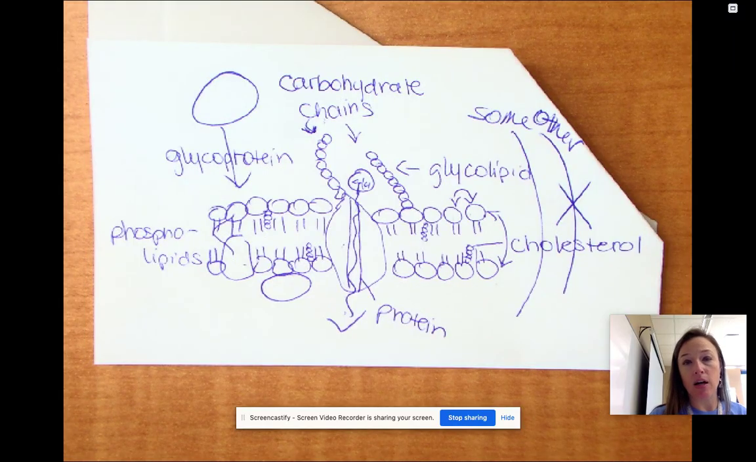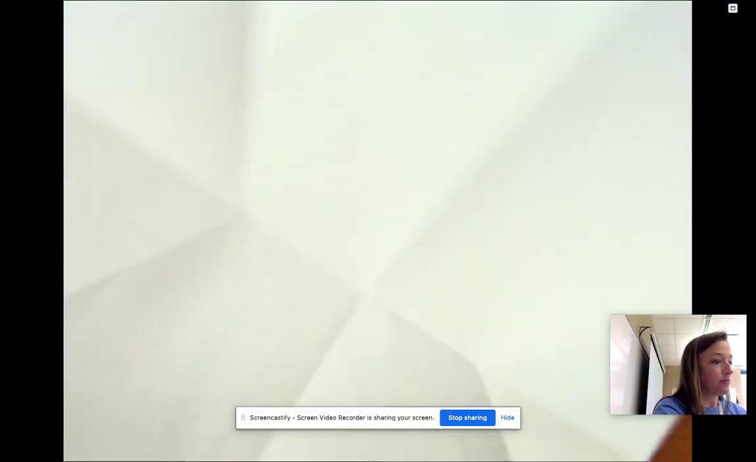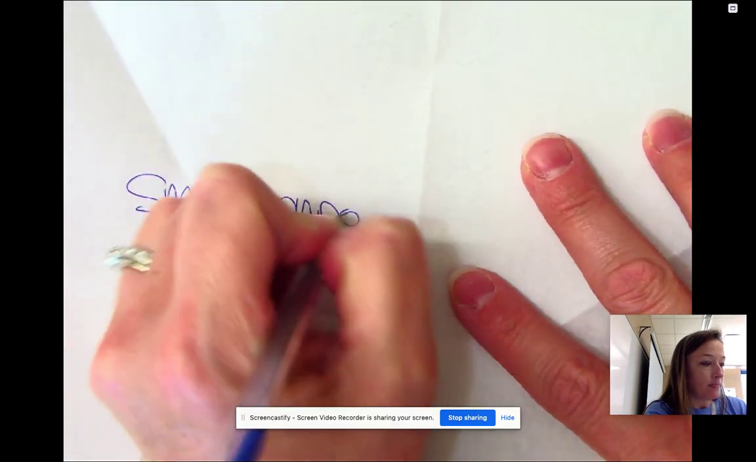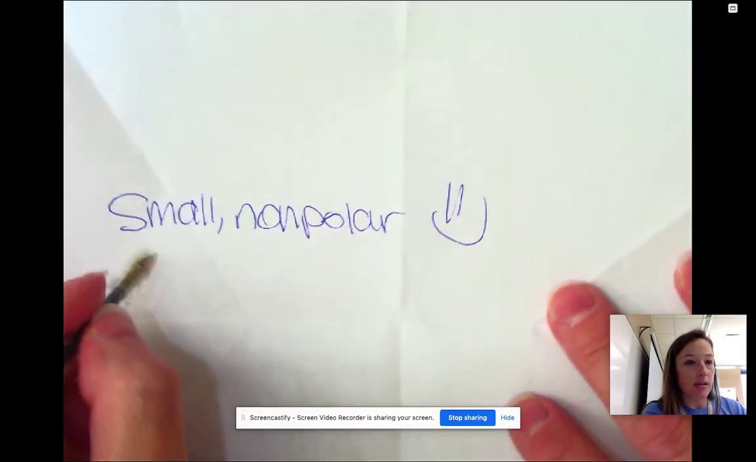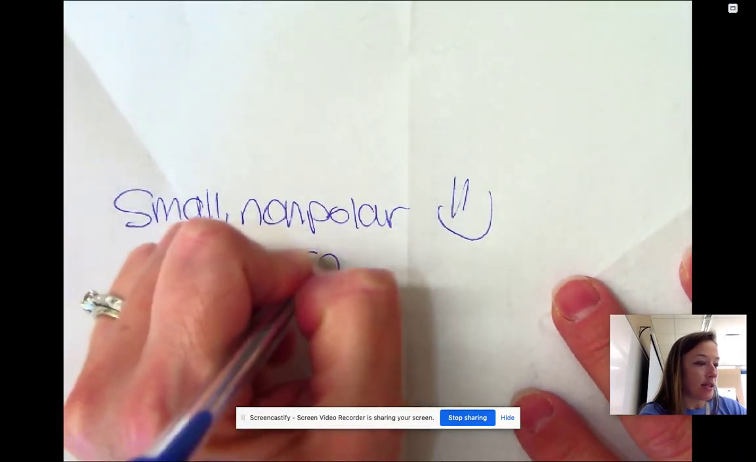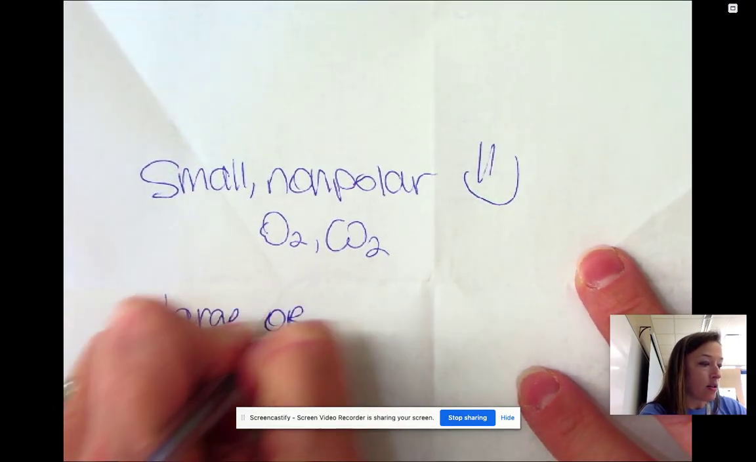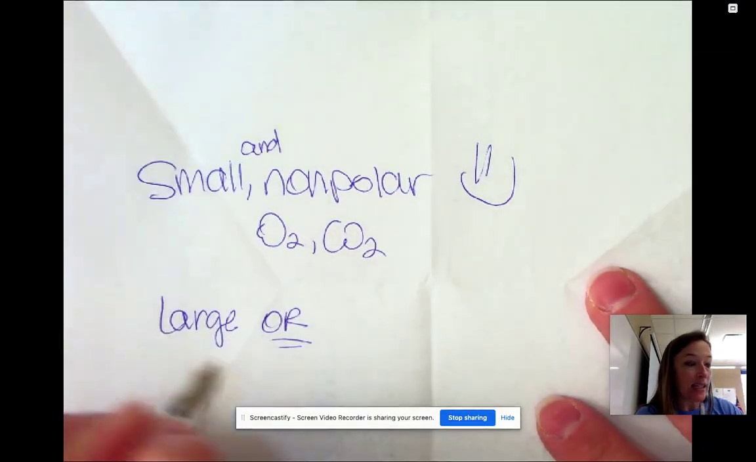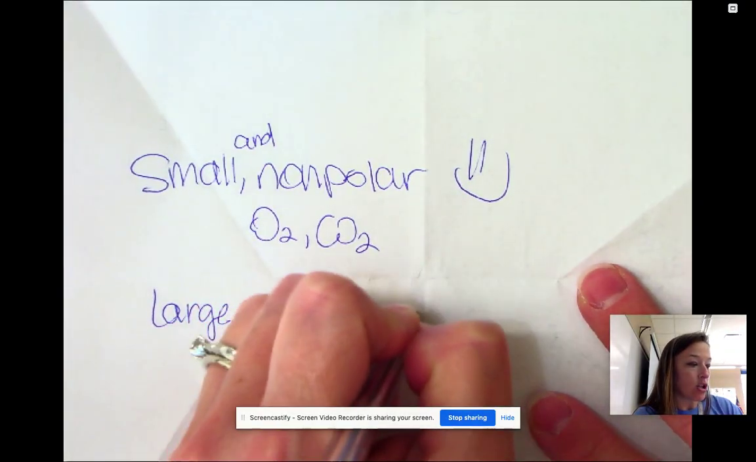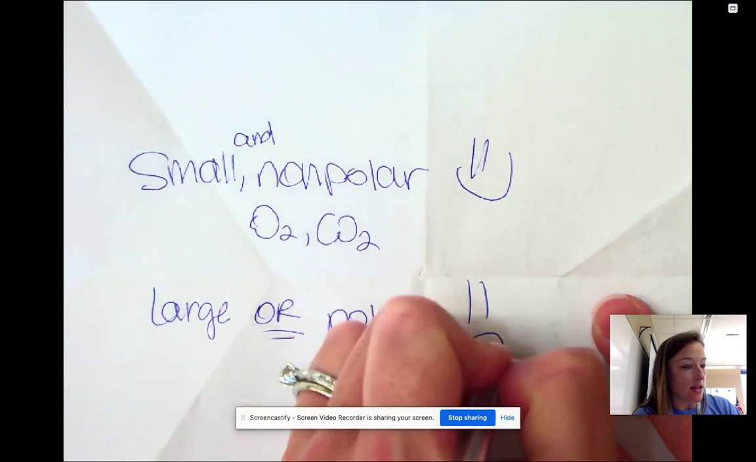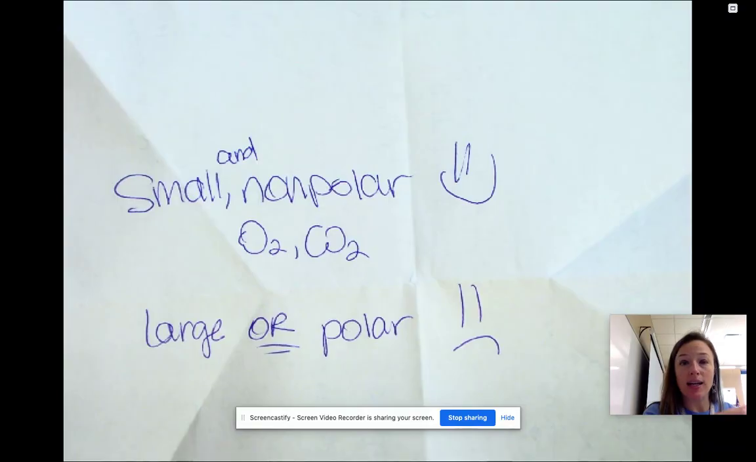With polarity, only nonpolar. So let's see if I have somewhere on here I can write stuff. So small and nonpolar. Yep, you can cross. Something like O2, CO2, those are things that are small and nonpolar. This has to be and, small and nonpolar. Anything that is large or polar, so it could be just large, it could be just polar, or it could be both, is not going to be able to go through the cell membrane directly. It's going to have to go through a protein if it's allowed in at all.